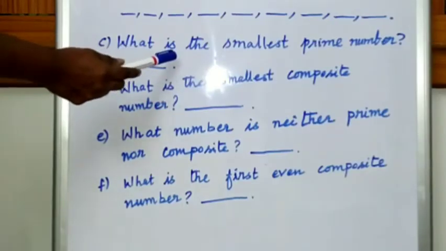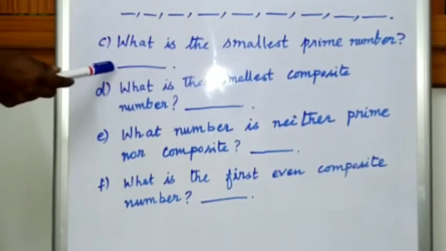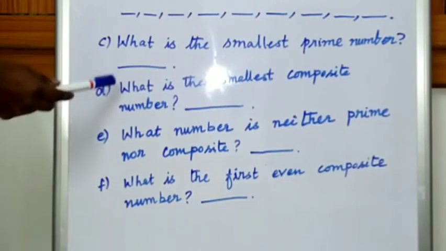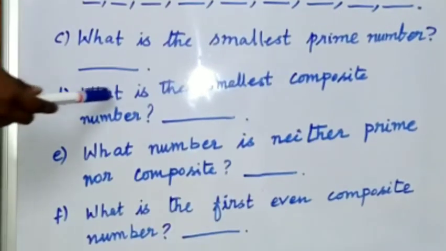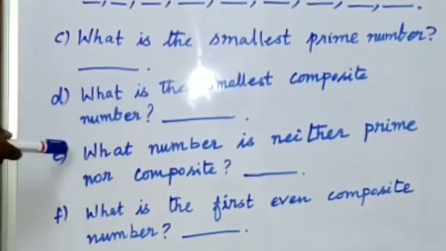Next question is C. Leave one line and write C: What is the smallest prime number? You know the numbers from 1 to 100, so write the smallest prime number. Then leave one line and write D: What is the smallest composite number?